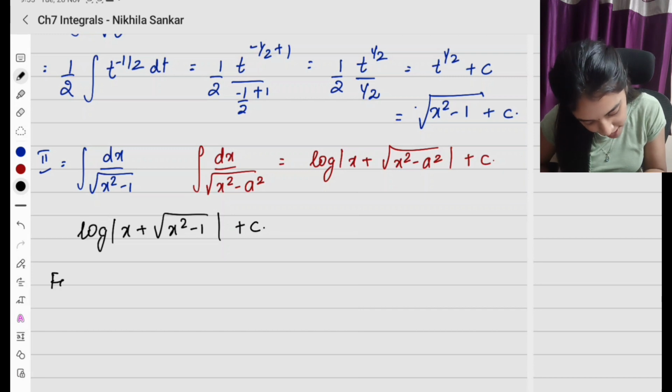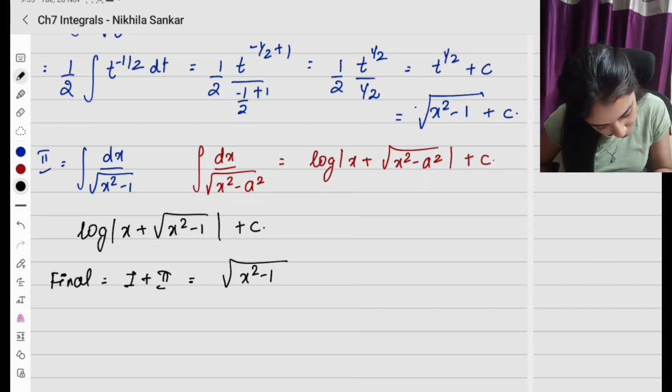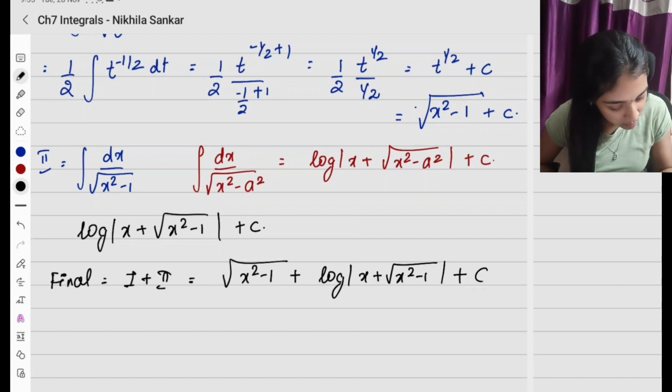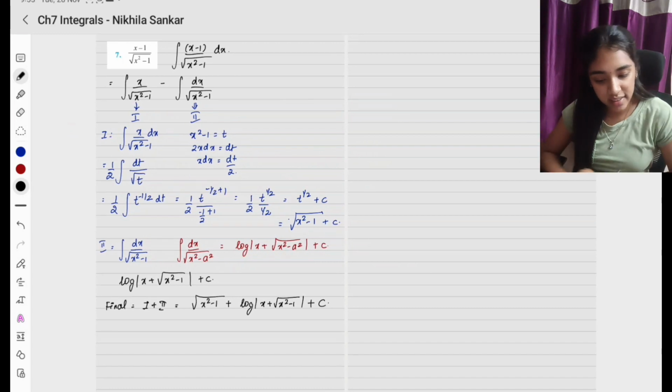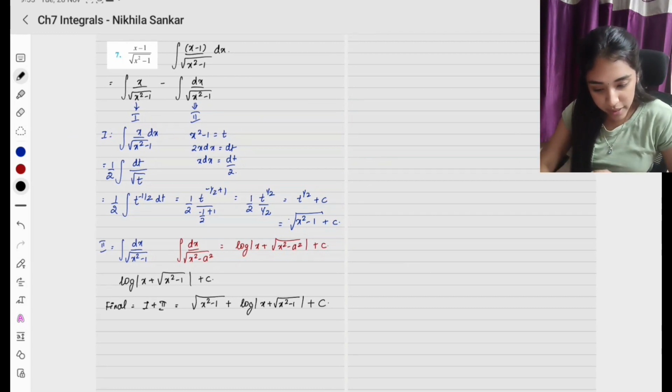So the final answer is going to be integral 1 plus 2, which is going to be square root of x square minus 1 plus log mod x plus square root of x square minus 1 plus c1 plus c2, ரெண்டு c ஐயும் club பண்ணி நான் ஒரு c எழுதுறேன். Okay, so this is going to be my answer. Please copy.